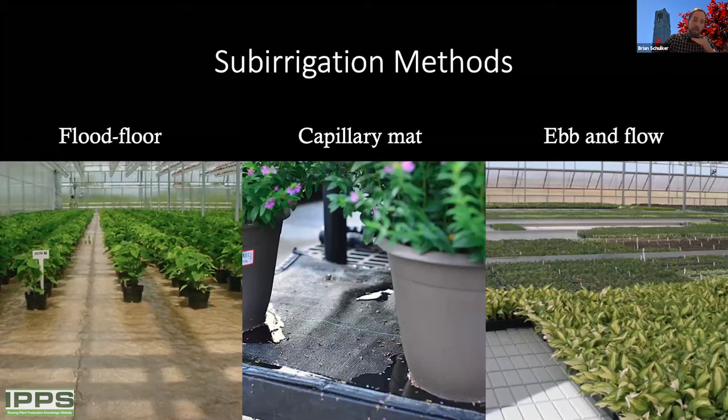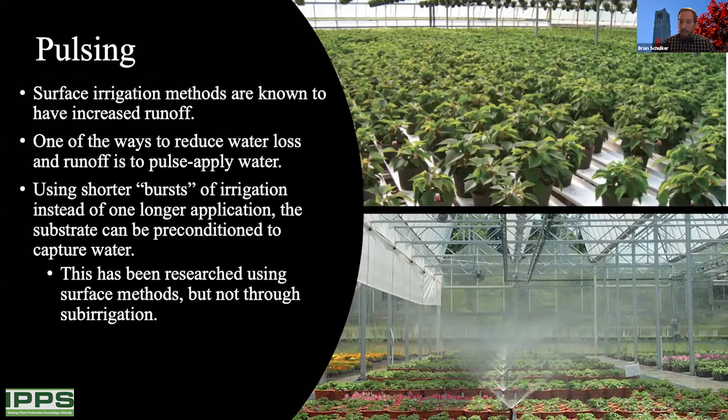Now, these practices usually just allow water to flow up, settle for a while, allow the substrate to imbibe water, and then redrain. Pulsing is a different tactic to this altogether. Surface irrigation methods, for reference, are also known to have increased runoff. So if you're using sprinklers or emitters, water moving through, if it's not captured, it moves out. One of the ways to reduce this water loss and runoff is to pulse apply your water. What I mean by pulse apply is by using shorter bursts of irrigation instead of one long application, so that the substrate can slowly become preconditioned to capture this water. This has been researched in surface irrigation methods, but little has been shown in sub-irrigation.